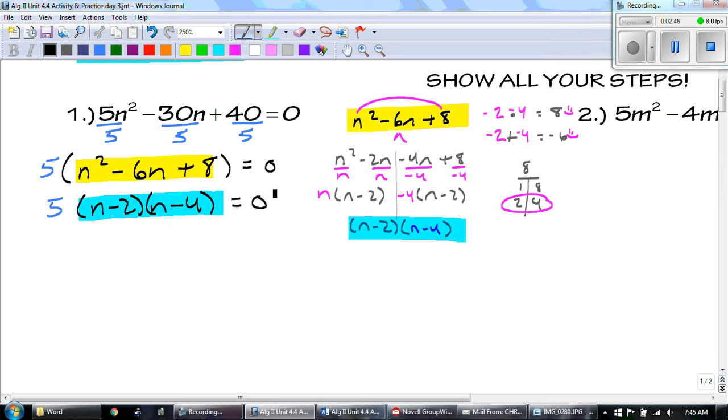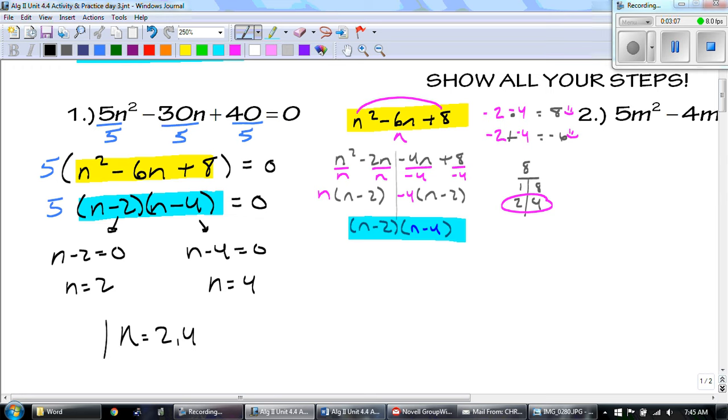And anything with a variable is what I can set equal to 0. And then we solve. I would add 2 to both sides to get n equals 2, add 4 to both sides to get n equals 4, and then I would put my final answer in order from least to greatest. So n equals 2 and 4. Okay.